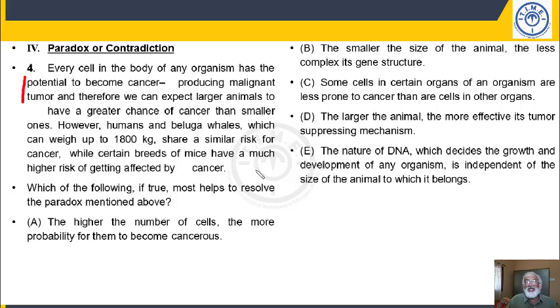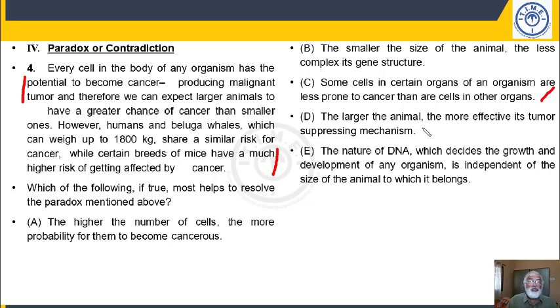But then why are they being affected by cancer? So it doesn't resolve the paradox. Some cells in certain organs of an organism are less prone to cancer than other cells in other organs of the same organism. No, we are not comparing cells within an organism. We are not comparing cells within a creature. We are comparing creatures with creatures.